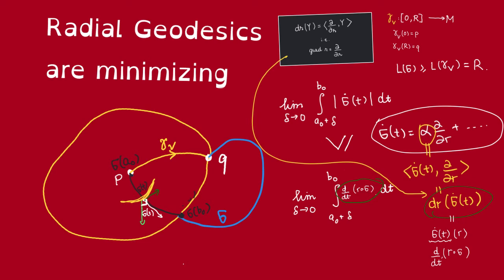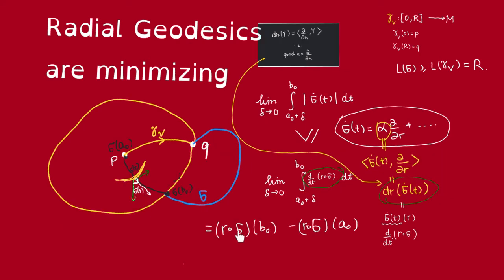And now we can evaluate this using the fundamental theorem of calculus. By the fundamental theorem of calculus, this is just the value of r at this point, sigma(b₀), minus the value of r at sigma(a₀), so the value of r at p. Now r(p) is 0. Whereas, what is r of sigma(b₀)? This radial distance is going to be equal to this big R, because we assume that sigma(b₀) is this intersection of sigma with this geodesic sphere.